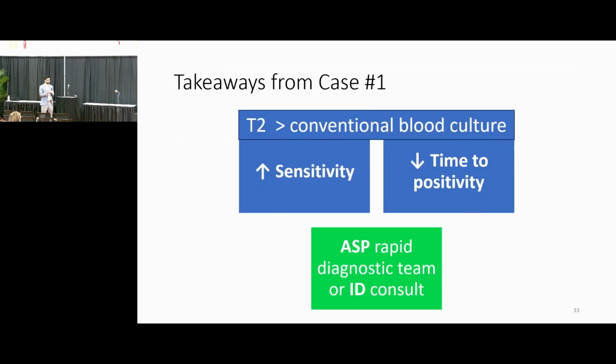And so that's our main takeaway, is understanding that T2 obviously has that sensitivity, and conventional blood cultures are not able to capture everything. And also the time to positivity is vastly different. So for us, that is also a crucial factor, especially in these critically ill patients. So we're looking at time to positivity in the order of hours. It could be about 3 to 4 hours.